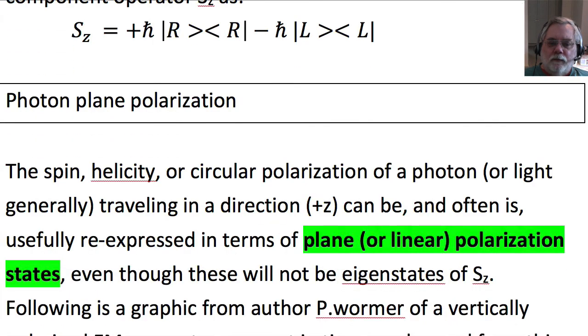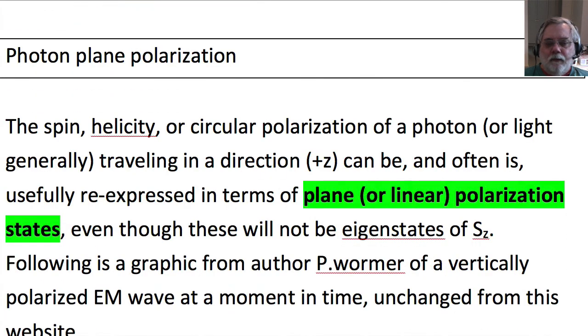Photon plane polarization. The spin, helicity, and circular polarization of a photon or light generally traveling in a direction plus z can be, and often is, usefully re-expressed in terms of plane or linear polarization states, even though these will not be eigenstates of spin Sz.